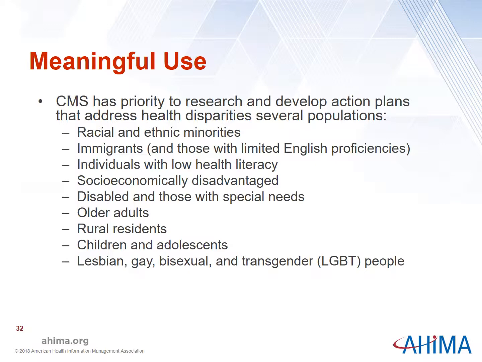CMS has given priority to research and development of action plans that address health disparities in the following populations: racial and ethnic minorities, immigrants and those with limited English proficiencies, individuals with low health literacy, the socioeconomically disadvantaged, disabled and those with special needs, older adults, rural residents, children and adolescents, and lesbian, gay, bisexual, and transgender people.